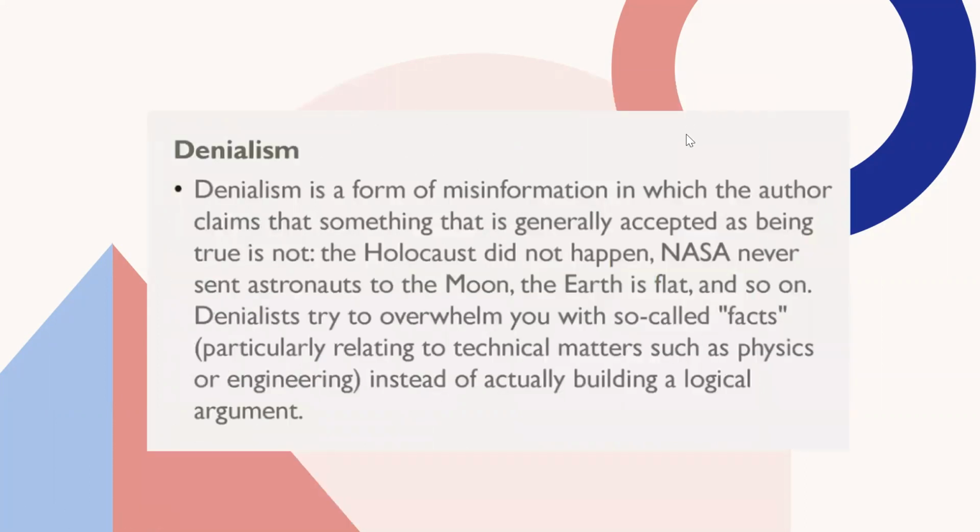Well, denialism is another technique that propaganda uses. Denialism is a form of misinformation in which the author claims that something that is generally accepted as being true is not. So there is a lot going on around the information about astronauts visiting the moon, and there are still conspiracy theories claiming that it never happened, that it was filmed on Hollywood grounds. Just like this, there are many so-called facts that have already taken the shape of ideas. Denying something that happened, even though there are facts proving that it did happen, is a form of propaganda.